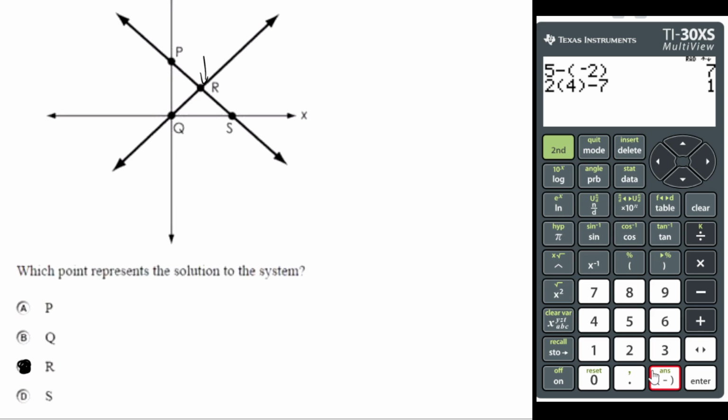That's it. Short, sweet, to the point. If they give you this question on your test, count yourself lucky, because it's just pick the point where they cross.